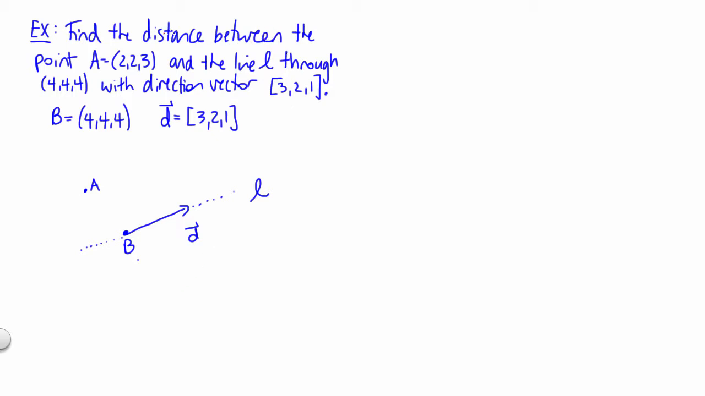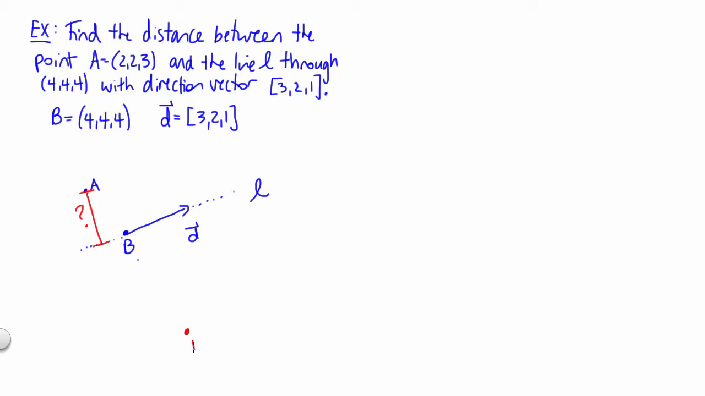Now what we want to find is the distance, meaning the perpendicular distance between the point A and the line L. So if we drop a perpendicular down to L, that might look something like this. We are looking for this distance here. So I'm going to put a question mark there. That is what we're trying to find.